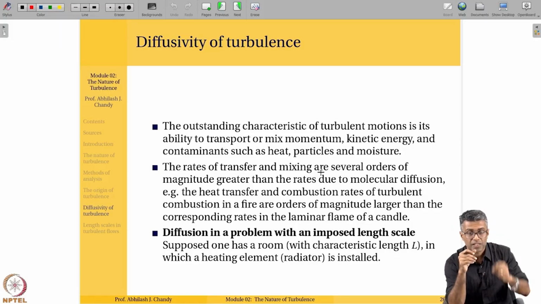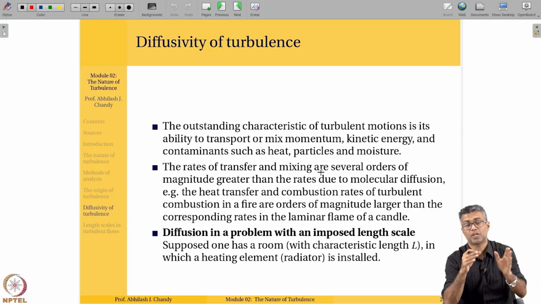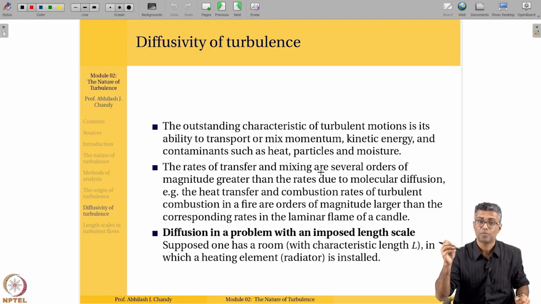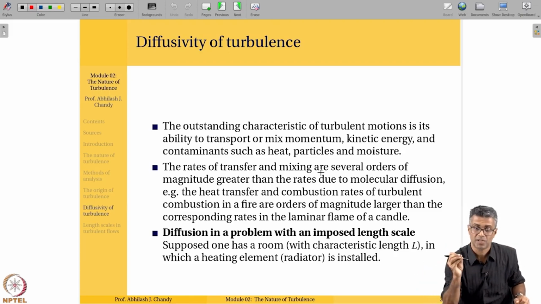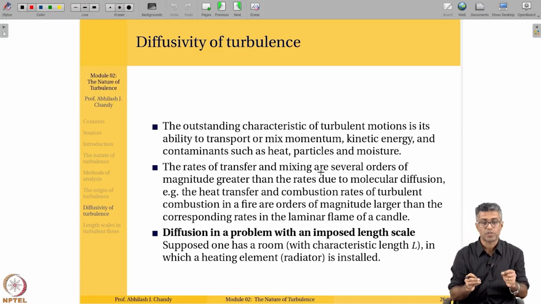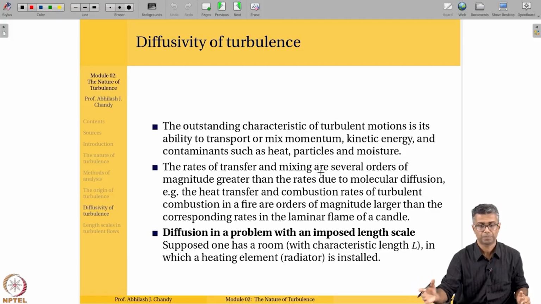Here, in the case of turbulent flow, the rate of transfer and mixing are several orders of magnitude larger than what you would have in a laminar flow. In a laminar flow, what is the diffusivity? It is the molecular diffusion. And we discussed this as well briefly. Whereas in turbulent flow, it is this diffusivity which is a flow property, and the rate at which diffusion happens in a turbulent flow is much faster compared to what would happen in a laminar flow due to molecular diffusion.